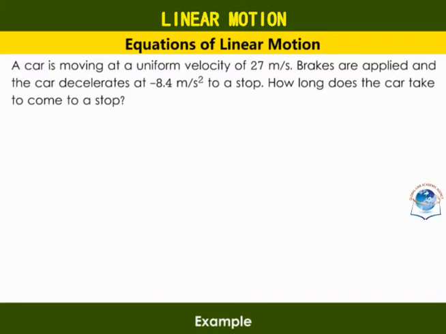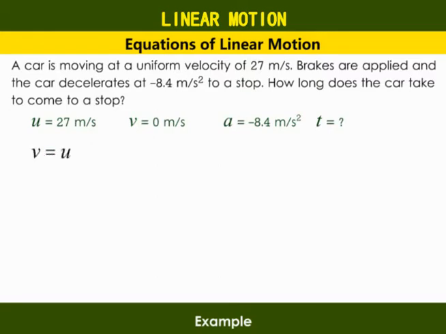Now, what we do is gather what we know and what we need to find out. Then we choose the appropriate equation. The initial velocity u is 27 meters per second. The final velocity v is 0 meters per second because the car is coming to a stop. Acceleration is equal to negative 8.4 meters per second squared. We need t. So the first equation will apply.